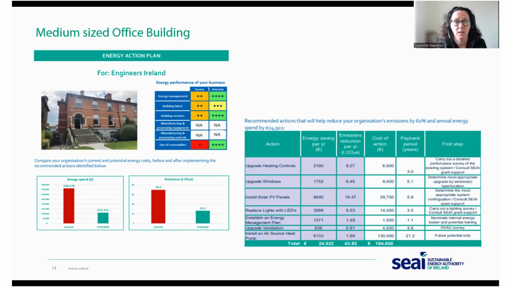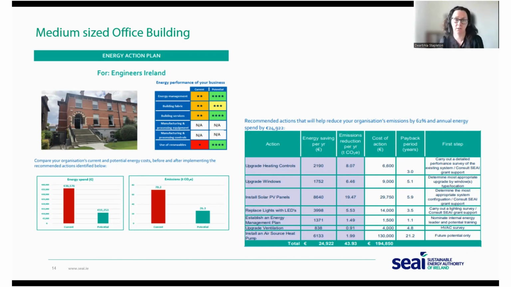There's a photo of the site there, and this gives you an indication of where you are at the moment in terms of rating, and we set the standards for the different star ratings, and potentially where you could get to if you implemented all the measures that are identified in the report. There's also then the energy spend, and again, it's your current energy spend and the potential if you implement the recommendations, as well as the emissions.